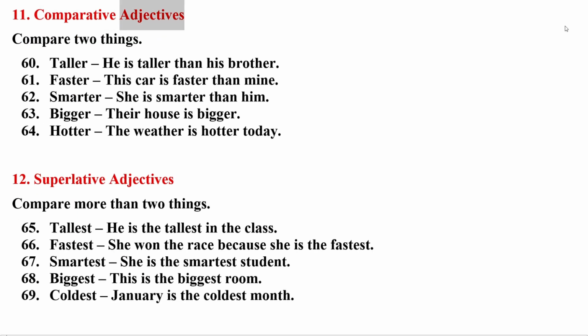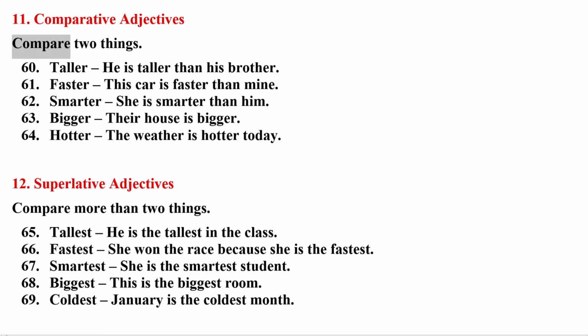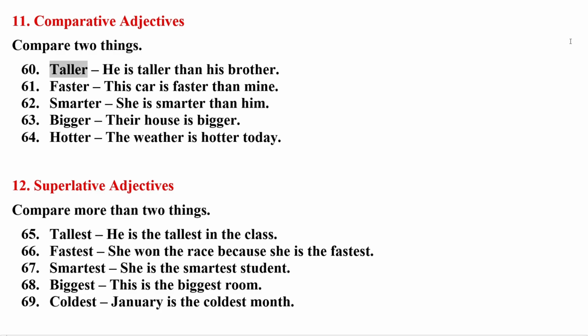11. Comparative adjectives: compare two things. Taller: he is taller than his brother. Faster: this car is faster than mine. Smarter: she is smarter than him. Bigger: their house is bigger. Hotter: the weather is hotter today. 12. Superlative adjectives: compare more than two things. Tallest: he is the tallest in the class.